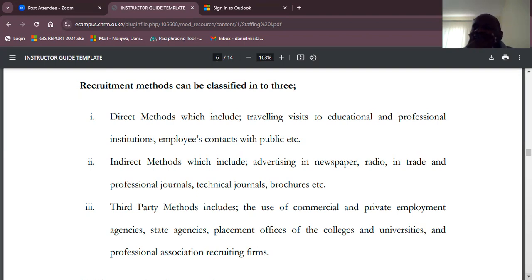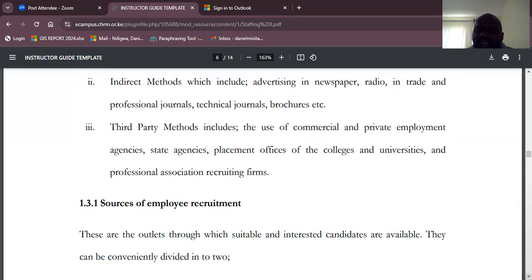Then we also have the indirect method. This is where the organization will want to invest in advertising in newspapers, advertising on radio, trying to create trade fairs, publishing professional journals, technical journals, and also having brochures where they would want to lure prospective employees to apply for jobs in their organization.